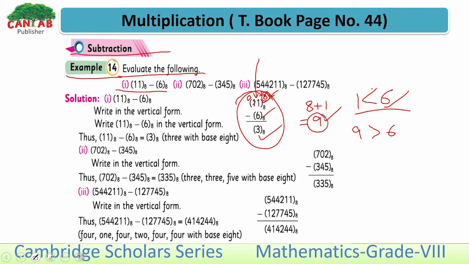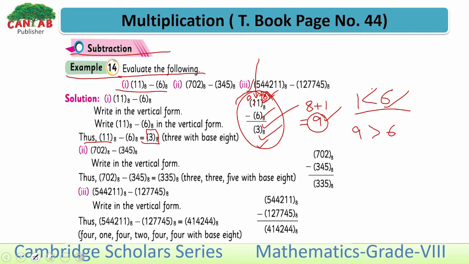We can write 3 in base 8 number system. So now in the second column we have 0. We cannot write 0 on the left side of 3 because on the left side of 3 the value of 0 is nothing. So it means we have 11 minus 6 is 3 in base 8. Thus 1 with base 8 minus 6 with base 8, that is equal to 3 with base 8.